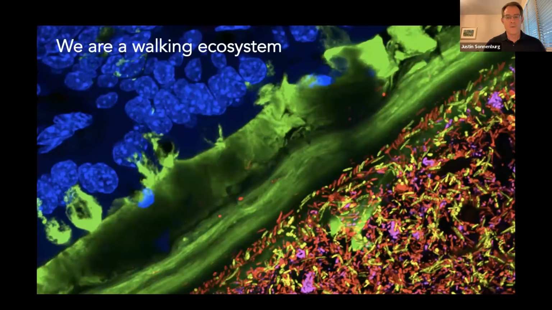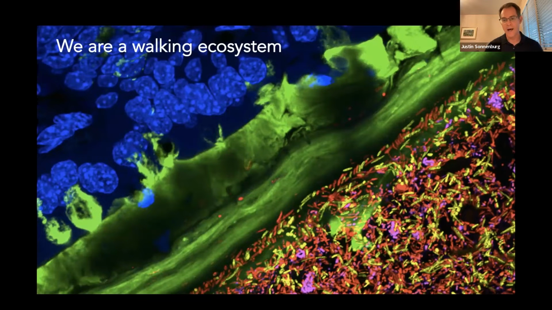So we are a walking ecosystem. We often think of ourselves as a single species, as Homo sapiens. It's really clear that we are a vessel that houses trillions of microbes, thousands of different species. And so when we think of ourselves, we should really think of ourselves in this light, that we are a complex ecosystem. And I like to start off with this cross-section of the human gut.